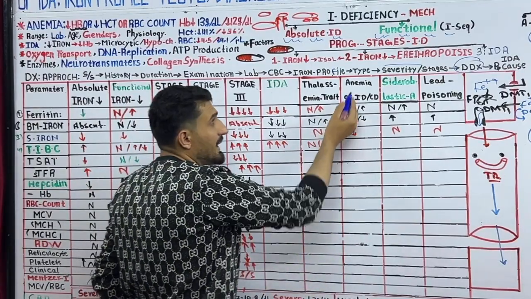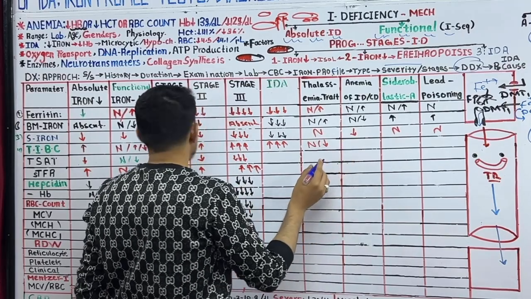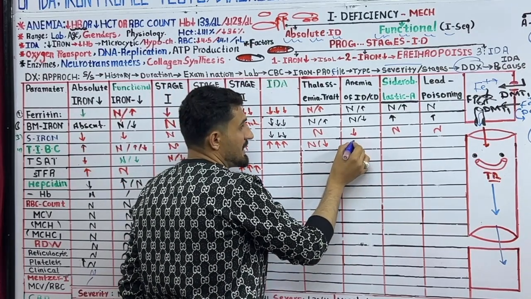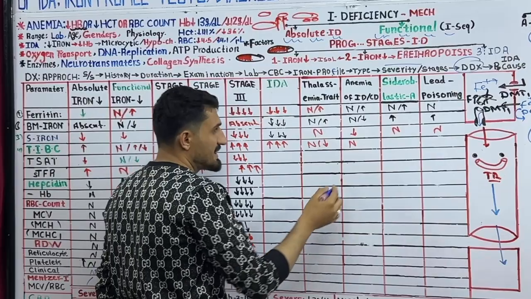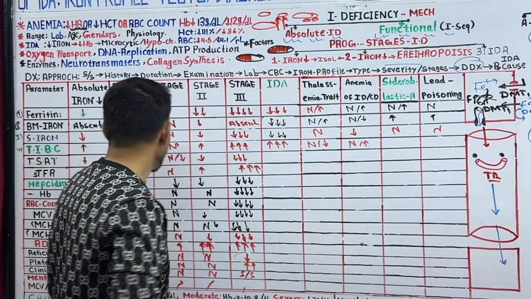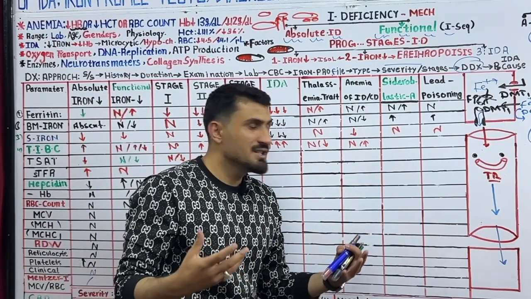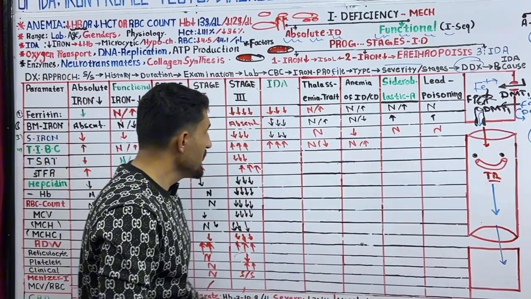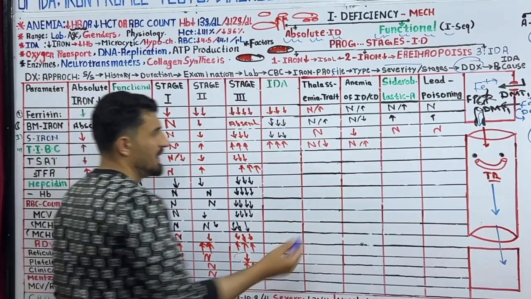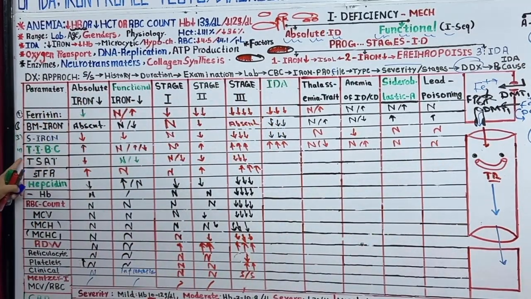Okay, so in anemia of inflammatory disease, total iron binding capacity might sometimes be normal, but most of the time it might be normal, because I don't need a lot of iron. Okay, bone marrow is not stimulated so much. In sideroblastic anemia, no problem with the total iron binding capacity.